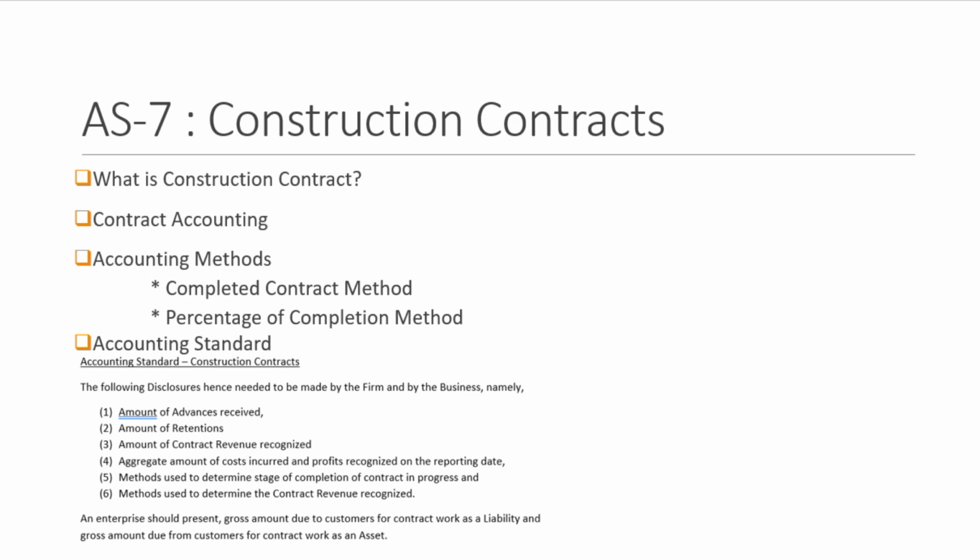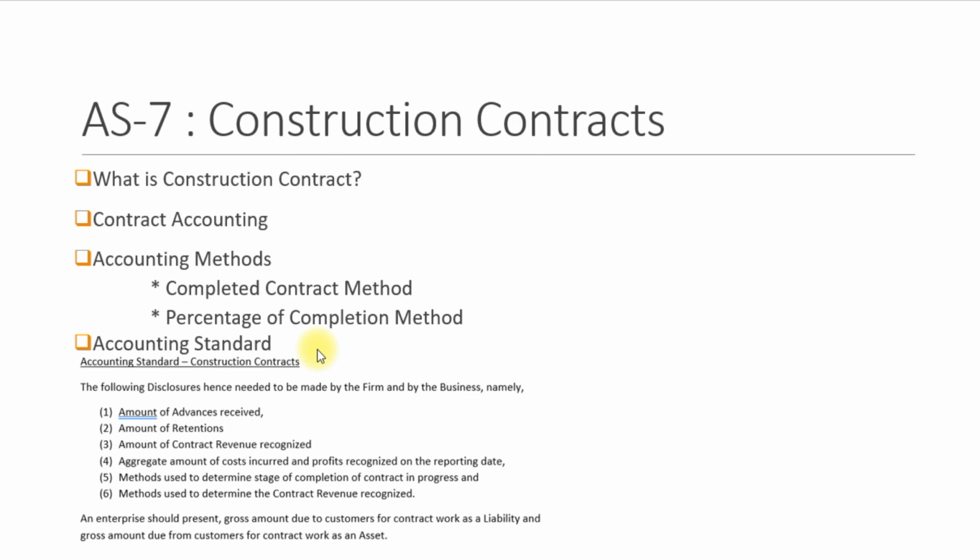In this section, we will see what the types of construction contracts are and what a construction contract is. We'll talk about what contract accounting is. We will see the accounting methods which are normally used, the completed contract method and the percentage of completion method. And then we'll see what the accounting standard is, as given here. So first we'll see what a construction contract is.